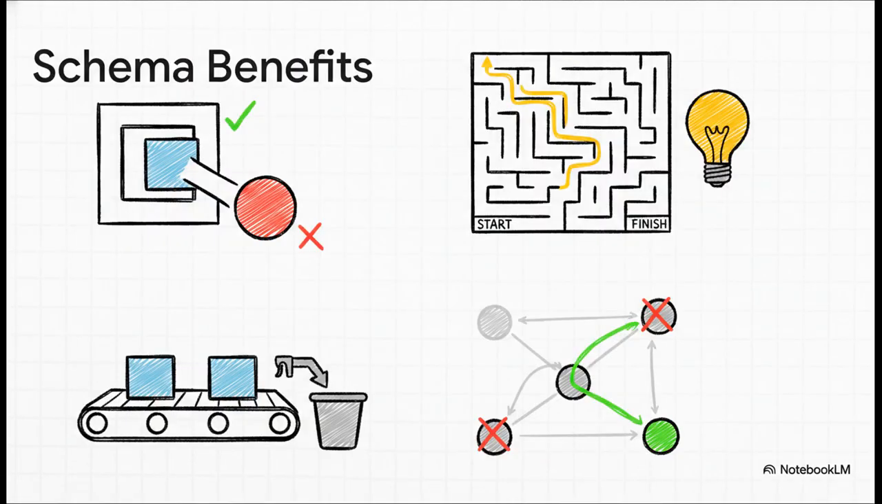And having a rulebook like that, it pays off big time. It means the data stays incredibly clean because anything that doesn't follow the rules just gets rejected. It also lets the system plan the smartest, fastest route to find information, kind of like a GPS avoiding traffic. It stops the system from running in circles, and most importantly, it gets rid of dead ends before a search even starts. It's all about efficiency.